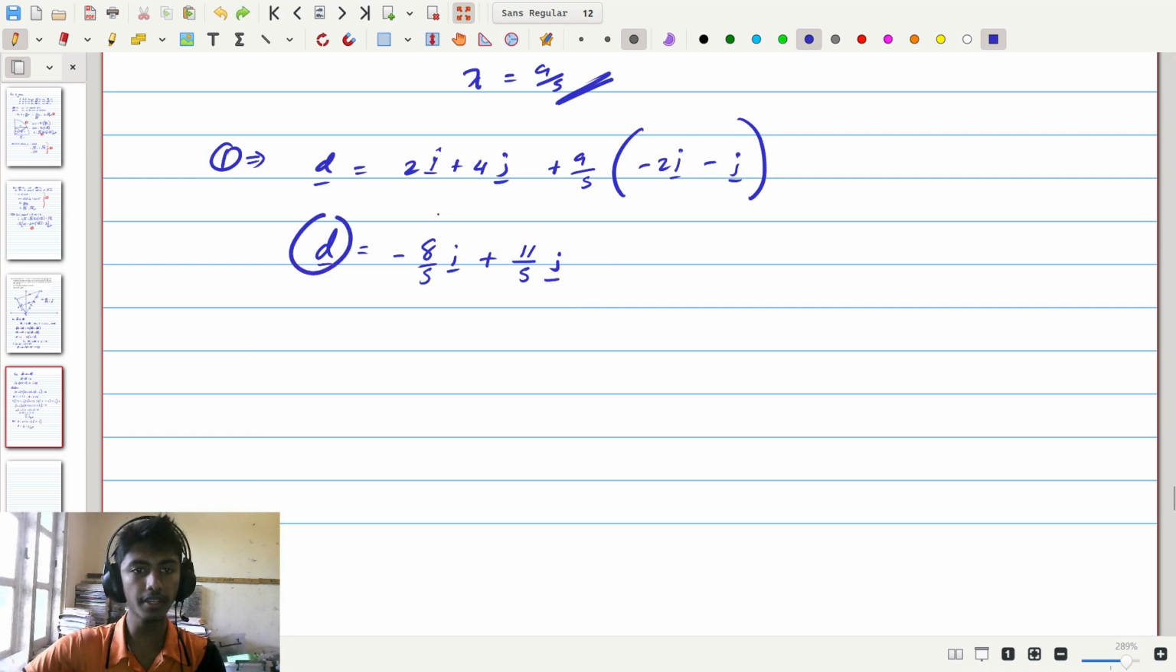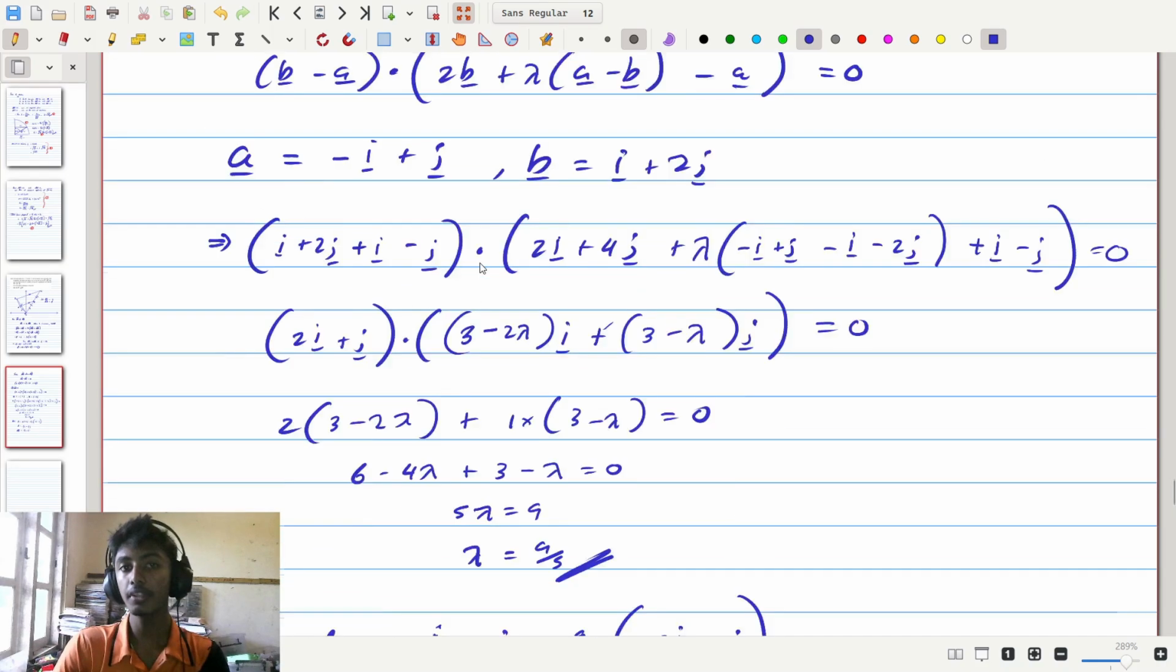We know that OD vector is the same exact thing, but we'll write that as well. Instead of D vector, we'll write OD vector from O to D, and that's equal to minus 8 over 5 I plus 11 over 5 J, which is what they want in the question. And therefore, we have our answer. We have found the OD vector.